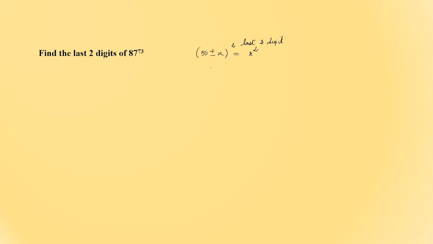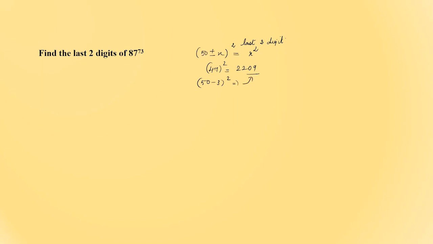Now let me take a small example of 47 whole square. 47 whole square is nothing but 2209. The last two digits of this number are the same as 50 minus 3 whole square. So 3 square is going to be 09, so the last two digits of the number are the same as that.